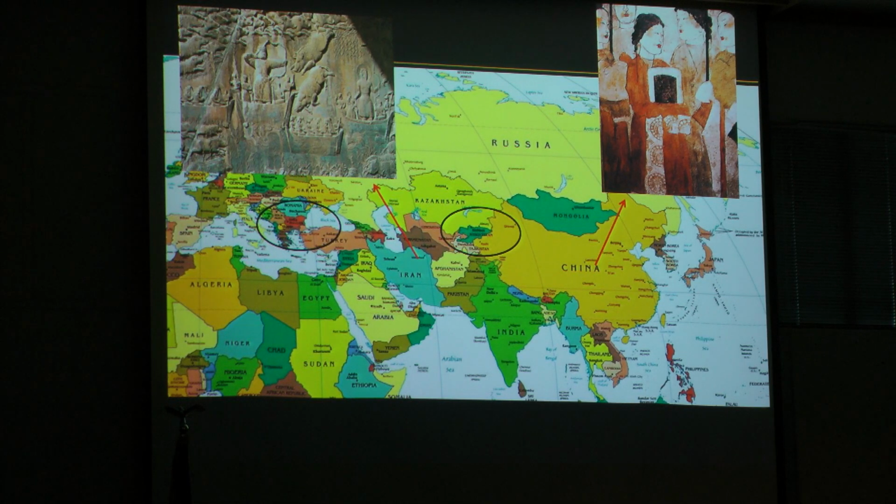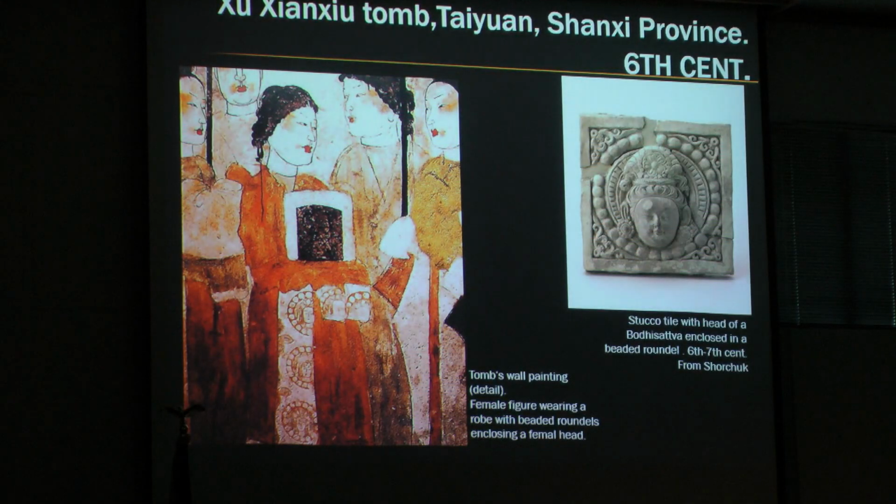The Xu Xianxiu tomb shows a female character wearing a robe with female heads and clothing in beaded rondels. A human head enclosed in a rondel is a very rare image on textile. This is particular, however, because recall the head of a bodhisattva from Shorchuk in Xinjiang, possibly suggesting an interaction with the Western regions and Buddhist belief among the Northern Qi people, who, however, acquired also Zoroastrian customs, so Iranian religion customs.